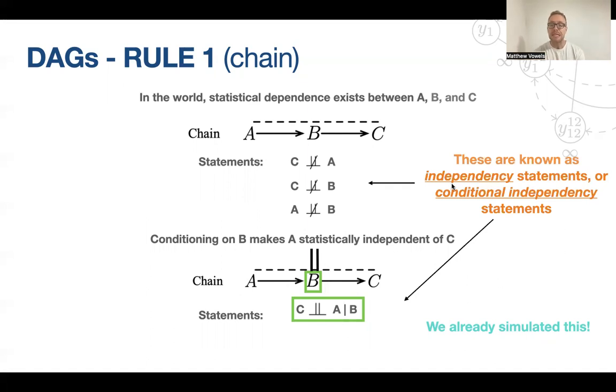And as I said, these are known as independency statements or conditional independency statements. Here, the conditioning set is empty. Here, we're conditioning on B. So this is the first rule, to know that if I condition on the middle variable in a chain, I essentially block the statistical dependence that exists otherwise between A and C, rendering them independent of one another.